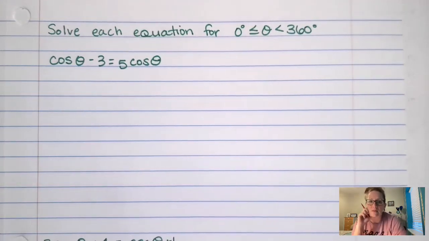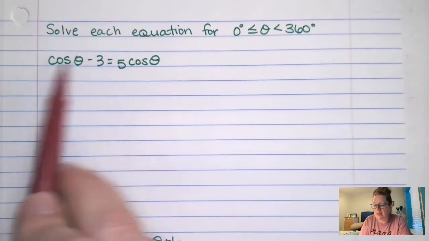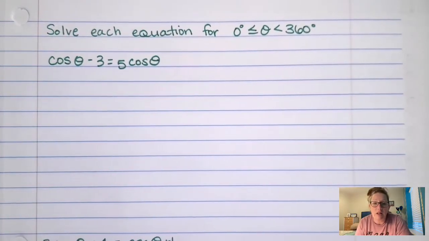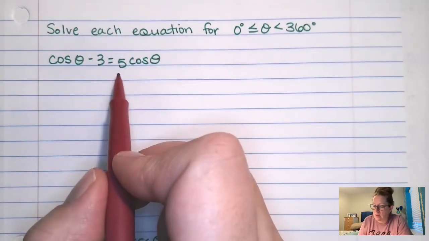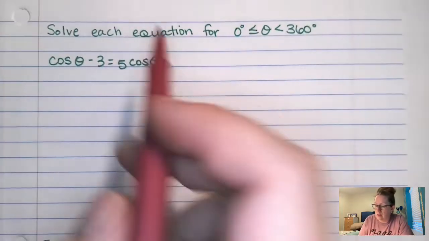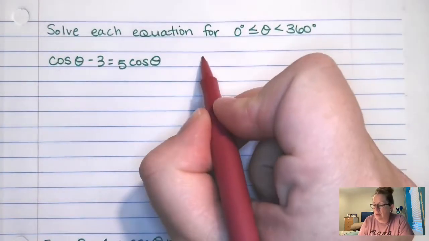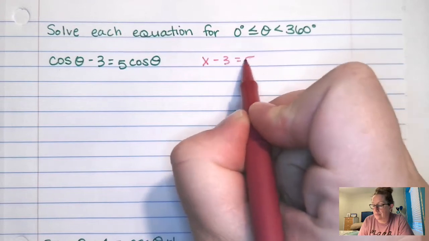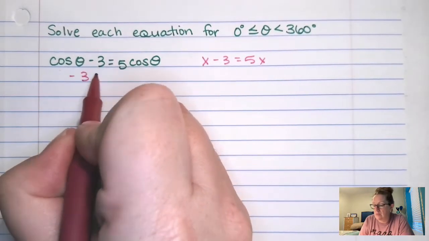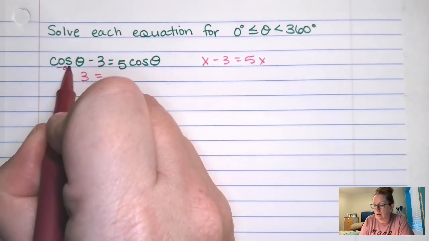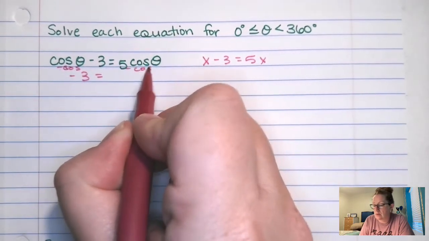Hello. Okay, so let's do some trig, solving for trig when we have trig on both sides. Just like we would if we had x on both sides, we would go ahead and get them all to one side. So we would make this cos go over here, right? So we get negative 3 equals, if I take away my cos, take away my cos.